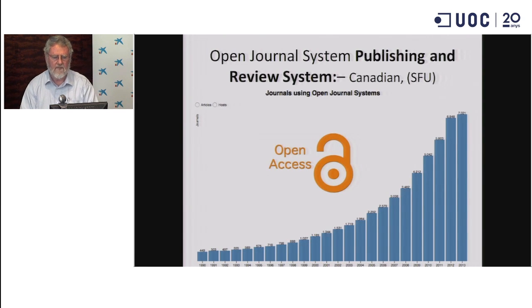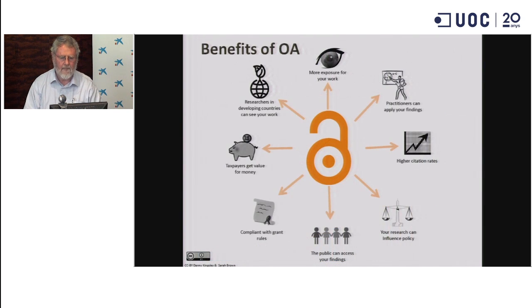Open Journal Systems, a publishing and review system. We can see here the growth in open journals and those using the OJS system. So we're talking about from 1990, where it's just a few hundred, now we're talking about 7,000 journals using the Open Journal Systems. So that's a major growth trend, as you can see, going up.